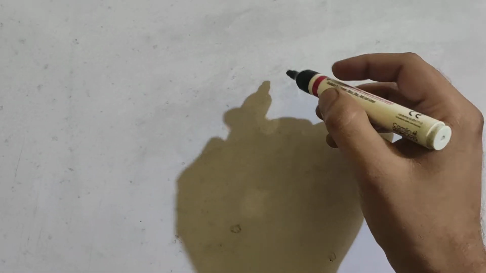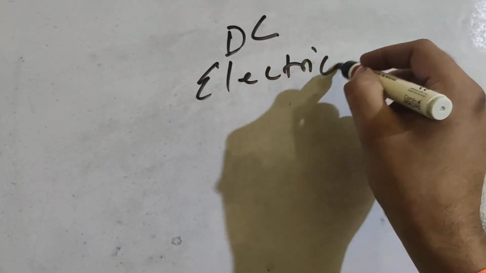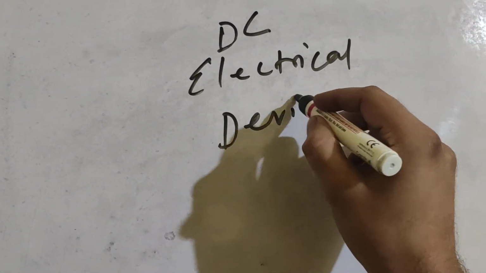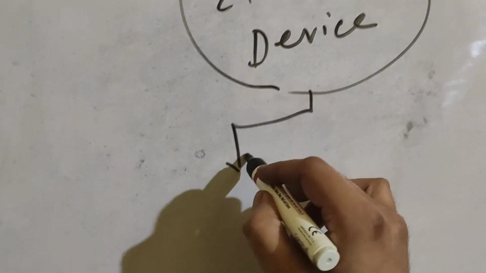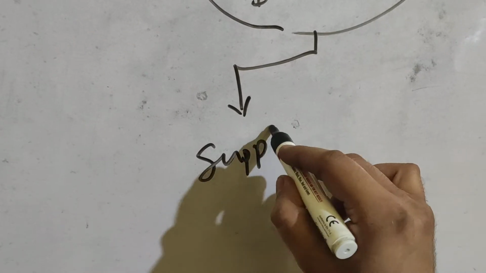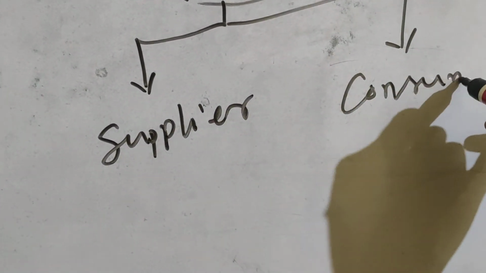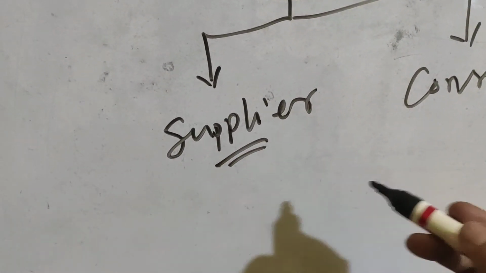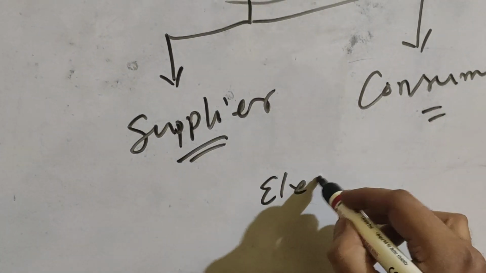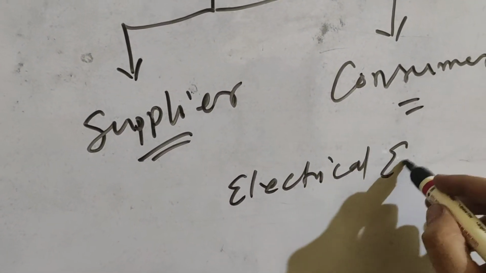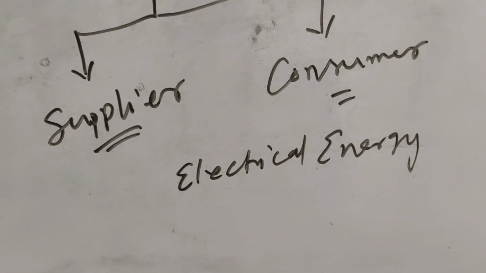Just understand that any DC, direct current, electrical device can basically be labeled either as a supplier or a consumer. Supplier or consumer of what? Of electrical energy. So either it is a supplier or it is a consumer of electrical energy.